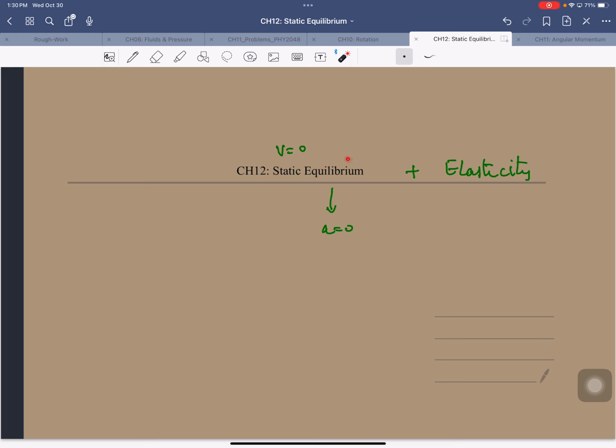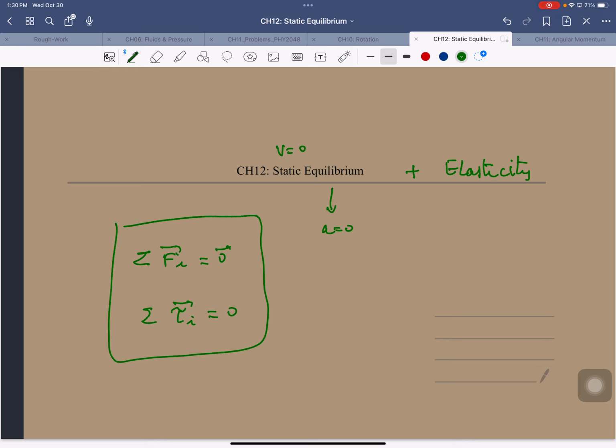Just this half of the chapter will become a whole course in your junior level, and it's a fairly hard course. That course is called statics. And that is just two equations. This equation and this equation, if you want to be technically correct.